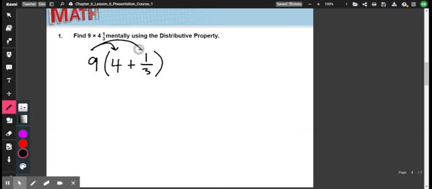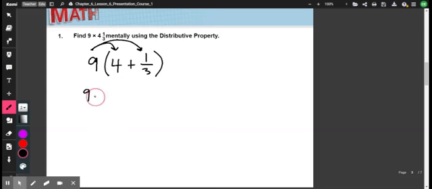The reason why we're splitting this up is because it's going to be easier to multiply each of these. Distributive means that everybody gets a piece, okay? Just like if you are at a festival or at a feast with family, everybody gets something, okay? So 9 is going to be multiplied by 4, and then 9 is also going to be multiplied by 1/3. So if you want to rewrite this out, you can. I have always done it this way though, but I will read it out in this sense.